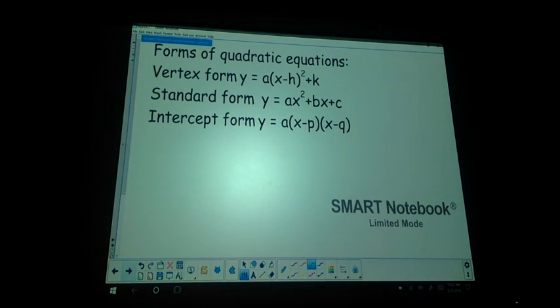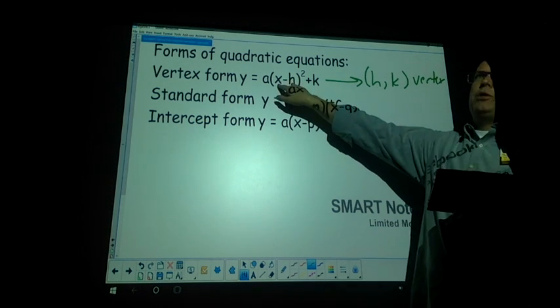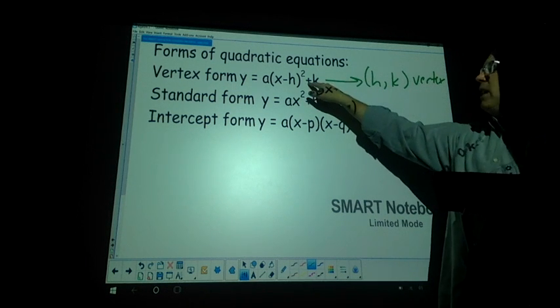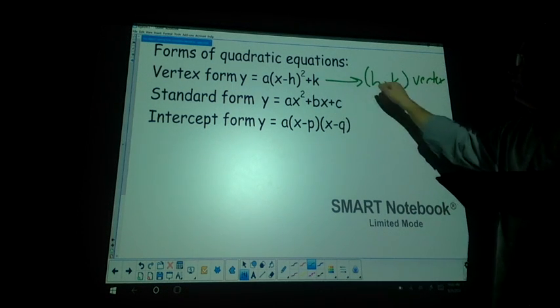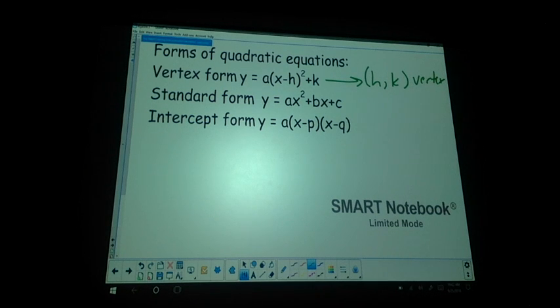Okay. So vertex form. This gives me a vertex at h comma k. Remember, if it's grouped inside, it shifts opposite. That's why it's a positive. If it's outside, the sign stays the same. So h comma k would give me the vertex.